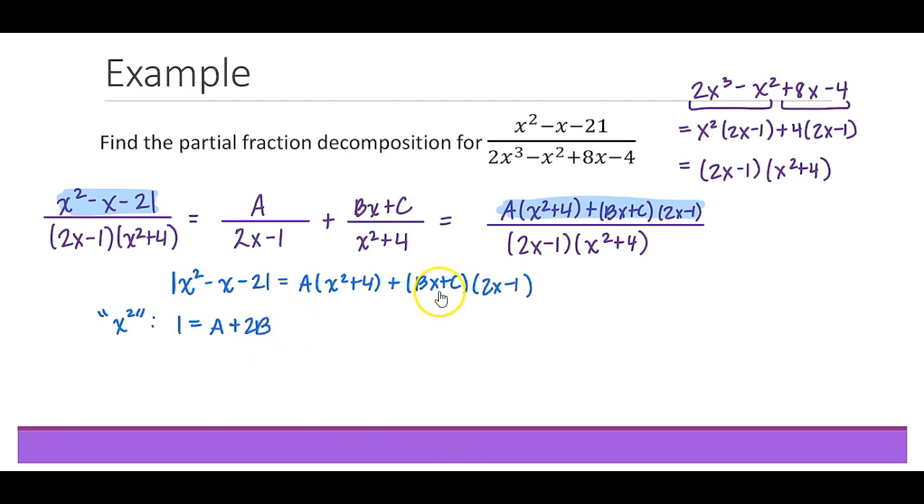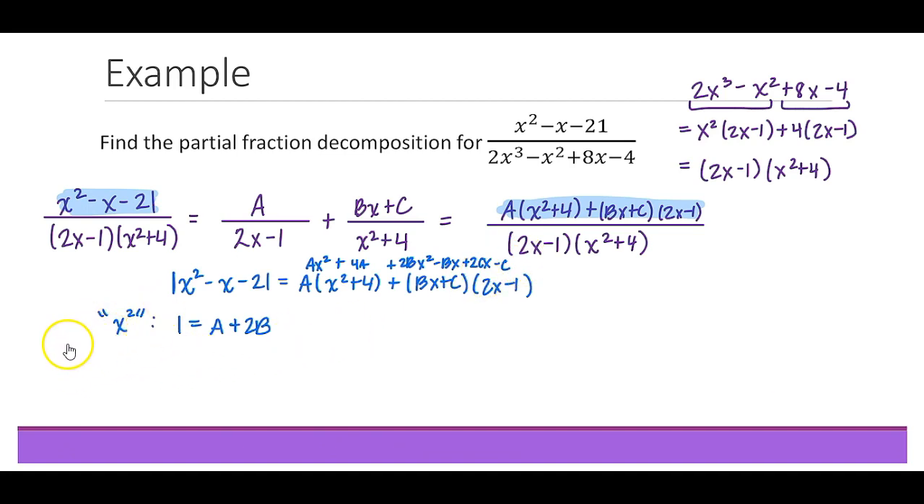Now again, I said we'd want to try to mentally think about it, but if you really have to, you can distribute. So you can say this would be ax squared plus 4a plus 2bx squared. Outer would be minus bx, inner would be plus 2cx minus c. So we could just multiply it all out.